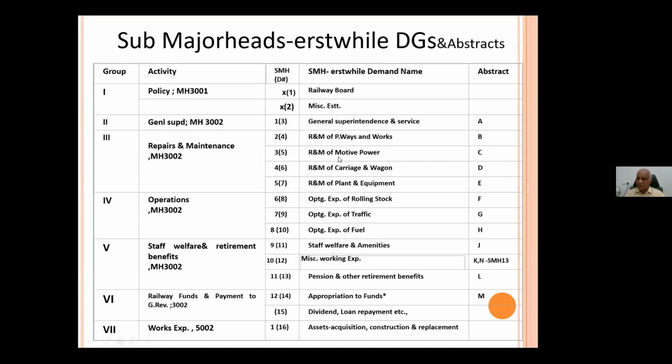Similarly, repairs and maintenance, motive power, meaning locos, loco sheds, loco shed officers. So that expenditure we ask for in sub major head 3. And after getting the money, you will be spending under abstract C.